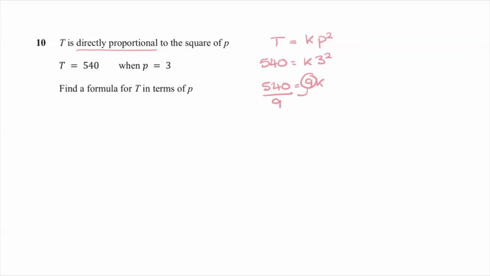Now 9s into 54 go 6. So we've got 60 for our k. We're trying to write a formula for t in terms of p. So we're going to return to this and replace the k with the value that we've found. And that's it, we're done.